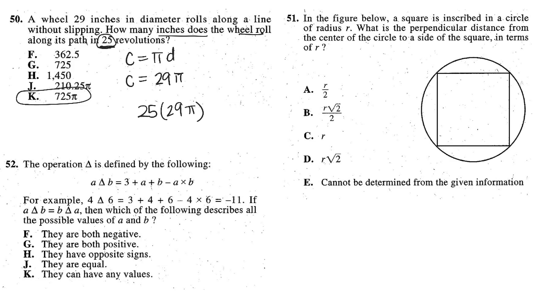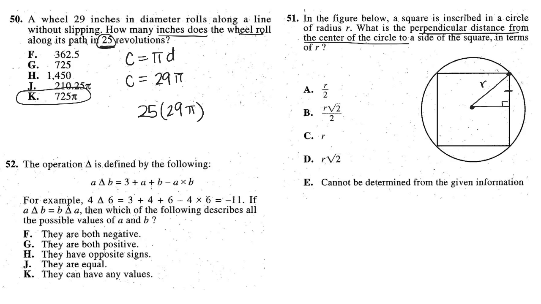All right, moving on to 51. With 51, we are told that we have a square inscribed in a circle. And what is the perpendicular distance from the center of the circle to the side of the square? So somewhere in here to the side of the square, we need that perpendicular distance. Well, we can't really call that our radius, but we do have a point from up here to the center that would be the radius.